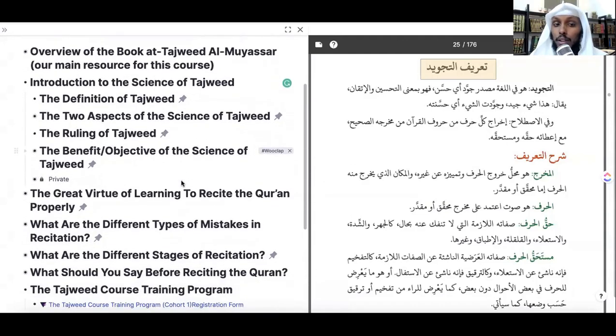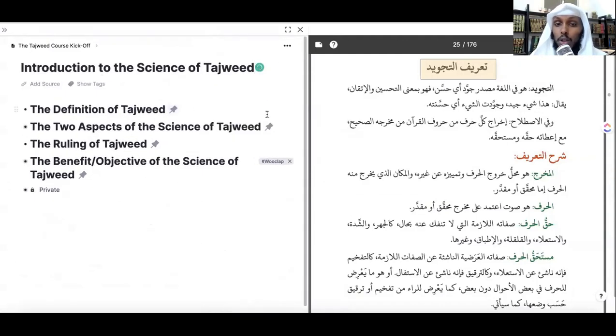In terms of the technical meaning of Tajweed, or what they call اصطلاحا, then it is إخراج كل حرف من حروف القرآن من مخرجه الصحيح مع إعطائه حقه ومستحقه. Because what does that mean? It means that you pronounce every letter from the Quran from its correct articulation point, whilst giving it its right and what it deserves. Okay, you might say, what's the difference between its right and what it deserves?